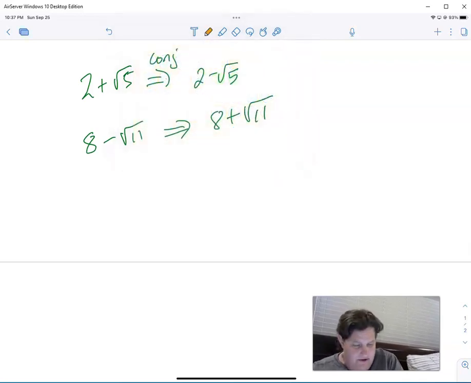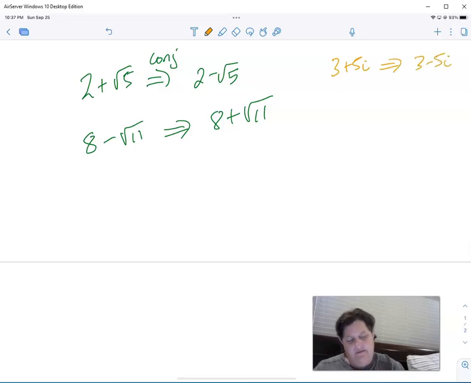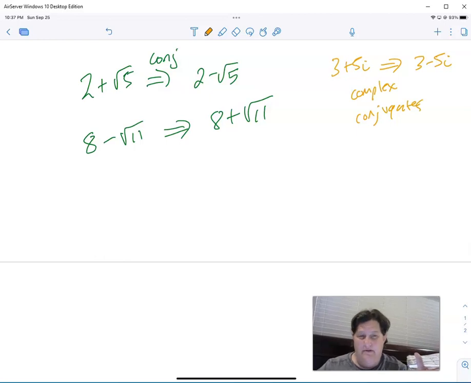If you have seen it before, 3 plus 5i, the conjugate is 3 minus 5i, so it works with that too. Those are called complex conjugates. But if you ever see that word conjugate, it just means the opposite. Okay, but check it out.